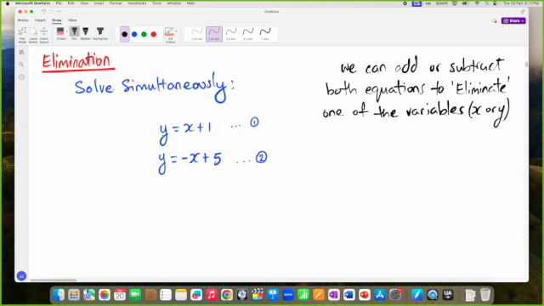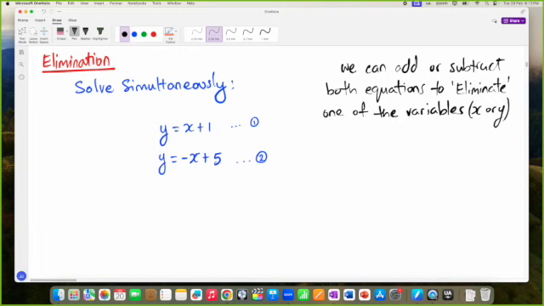So you can see I have the same two equations here, so you know the answer is going to be 2, 3, right? The same two equations here. We will call this one equation 1 and this one equation 2, right?